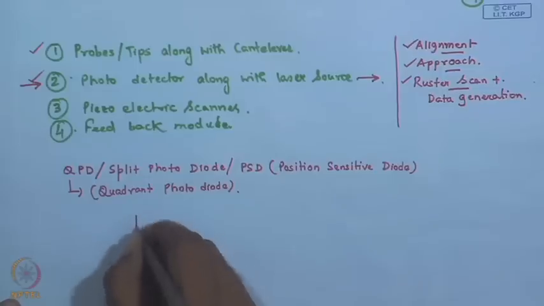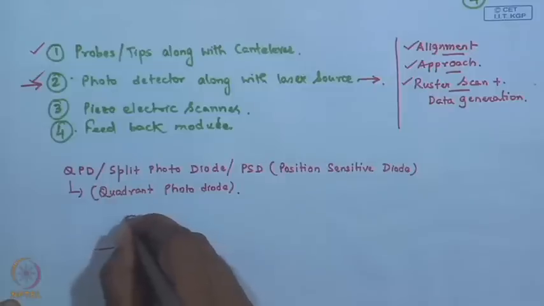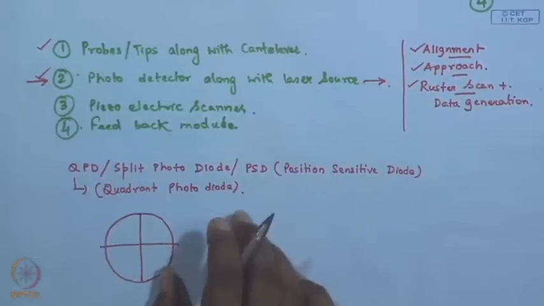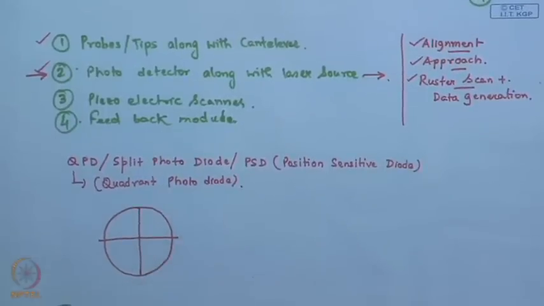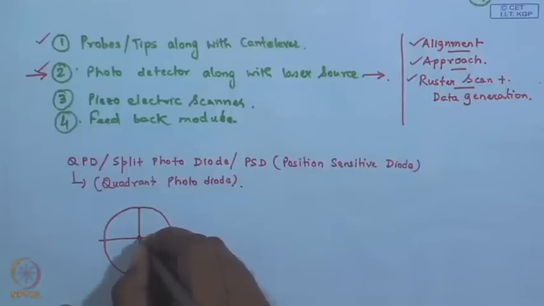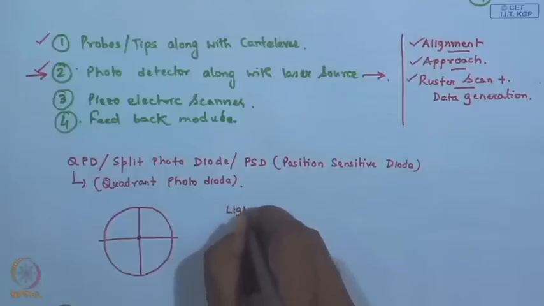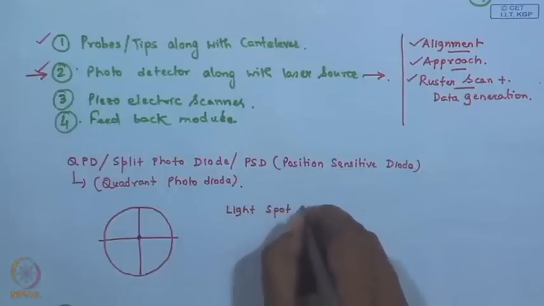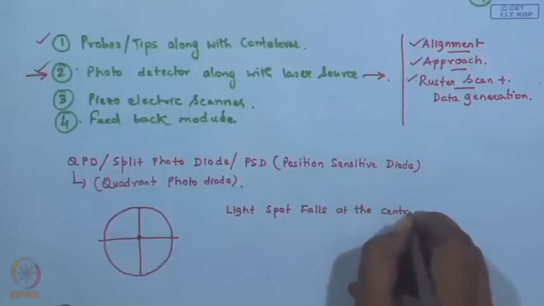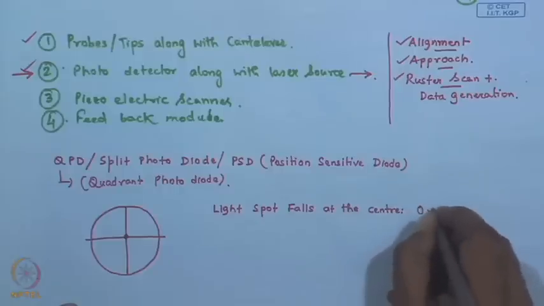So the easiest way to understand from the standpoint of an AFM is to understand it from the point of a graph paper. So let's say this is a photodiode. This may look gigantic, but in reality for an AFM, this is very, very small. The diameter is, let's say, a few millimeters, 5 or 6 millimeters, and this is the center. So if a laser or a light spot falls at the center, it will generate 0 volt.